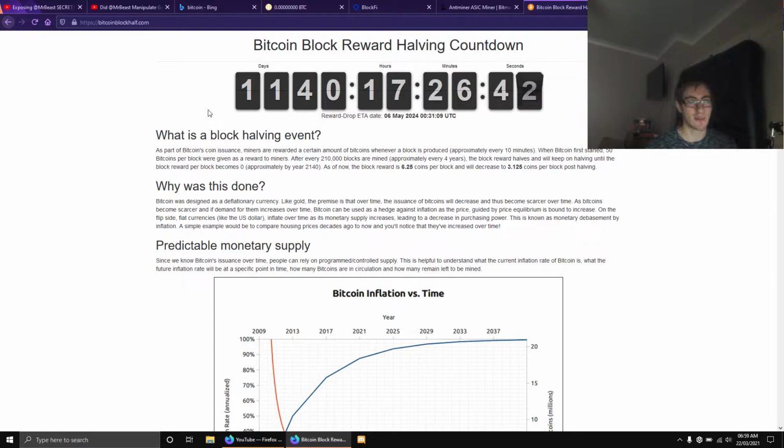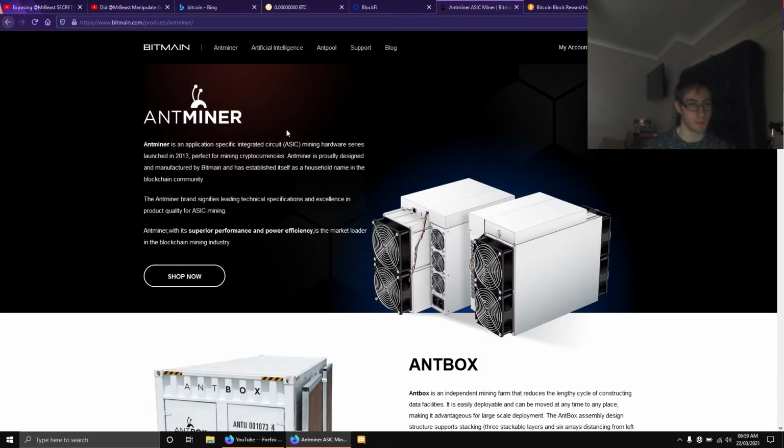Let's just say it's pretty inefficient right now to mine using this. Now, this is an ASIC. An ASIC is an application-specific integrated circuit. This basically means that it is built for one specific purpose. So, for example, a PC is built to do many things. Right now, I'm looking at a web page while recording a video.